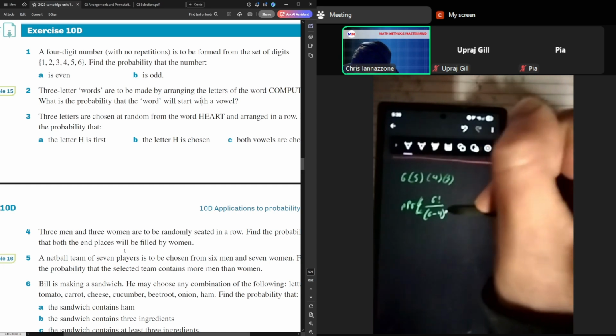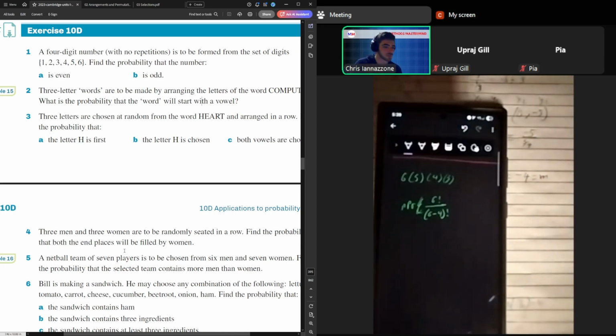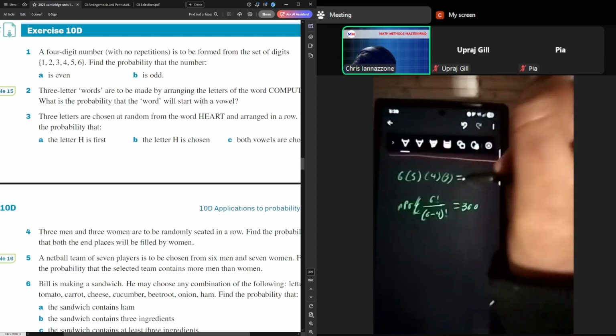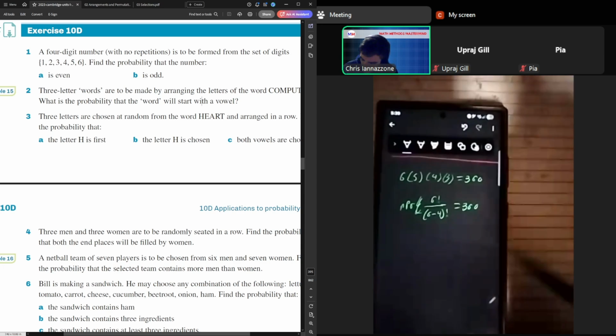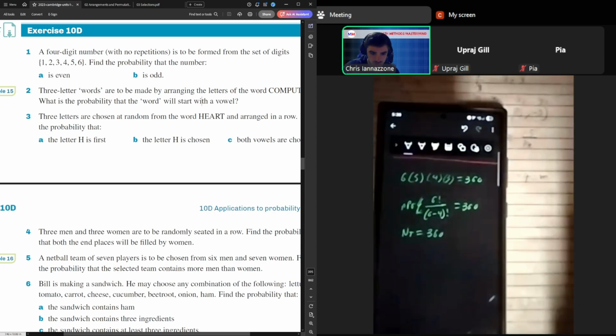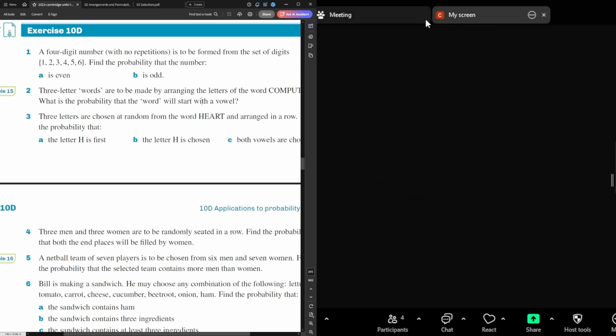I did just have to do a quick double take to make sure there was no issue with 0 there. 0 isn't one of our digits, so we don't have to worry about starting with a 0. But okay, and that does end up being 360, either which way you do it. So that's given us NT, total number of combinations, 360. Now for even. So how could we calculate the number of combinations which are even numbers?